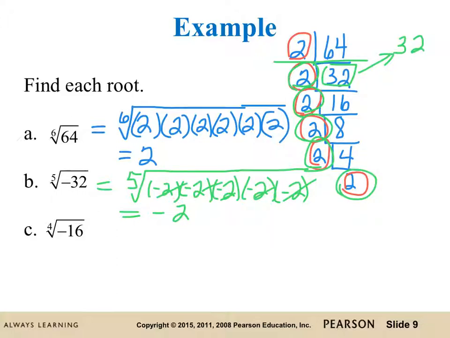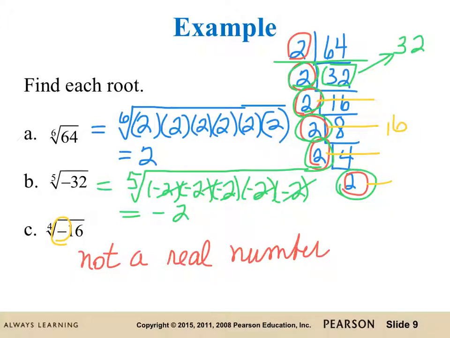And then our last example, the square root of negative 16. Even though we could break down 16 into 2 times 2 times 2 times 2, that's all the factors of 16. But this is negative 16. So our answer in this case is not a real number. In fact, we call it an imaginary number. And again, the reason is because if I have 4 positive 2's, I get positive 16. If I have 4 negative 2's, I get positive 16. So the square root of negative 16 is not a real number.